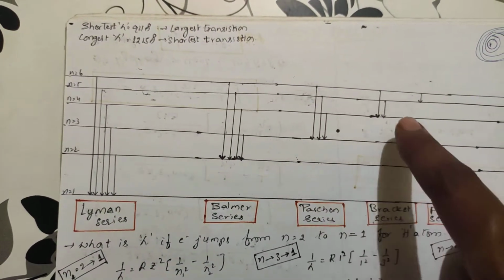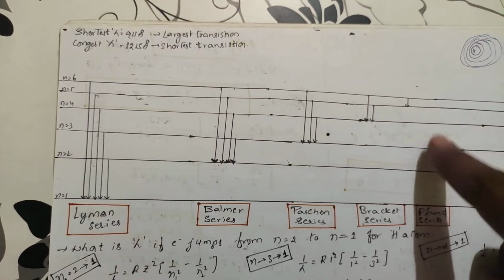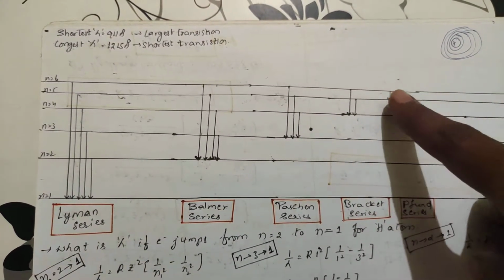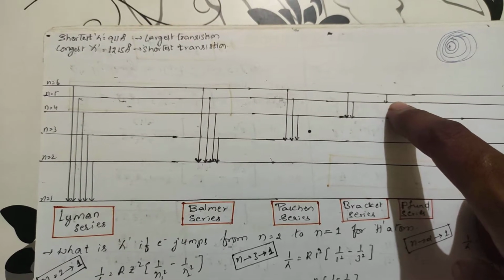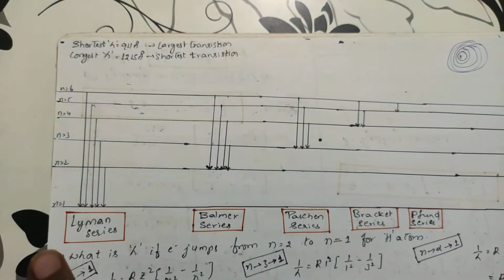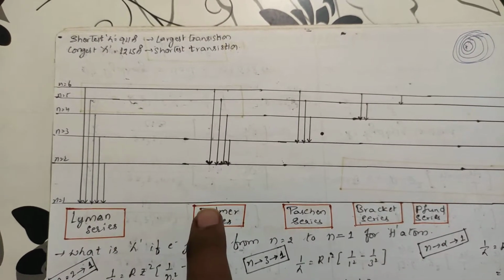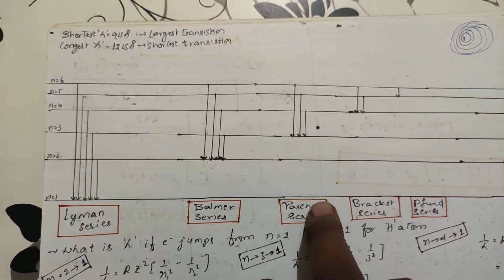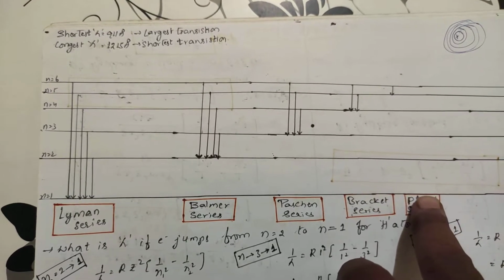So this is called Paschen. This one is called Brackett. This one is called the Pfund series. If the electron jumps into the 5th orbit, finally, it is called the Pfund series. So from anywhere, if the electron comes to the 1st orbit, it is Lyman. If it comes to the 2nd orbit, it is Balmer. 3rd means Paschen, 4th means Brackett, and 5th means Pfund.